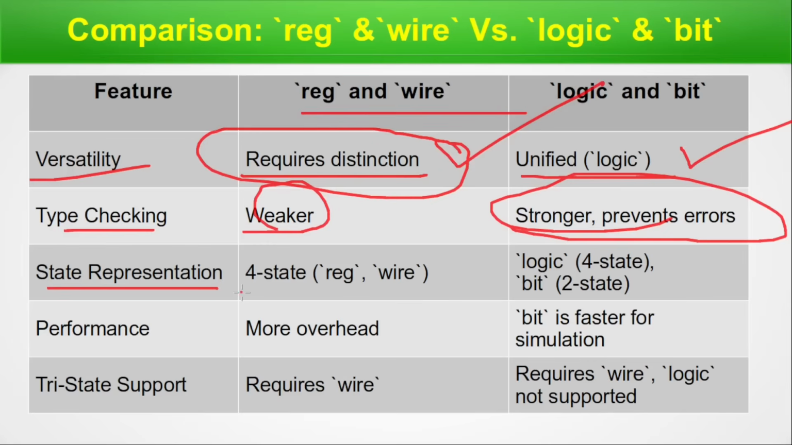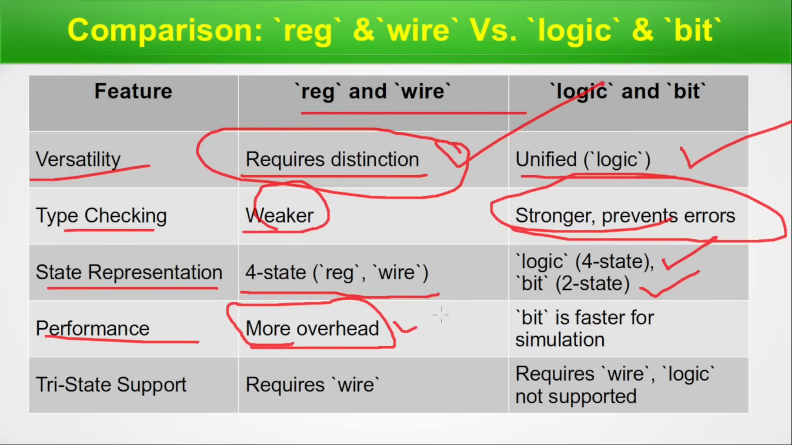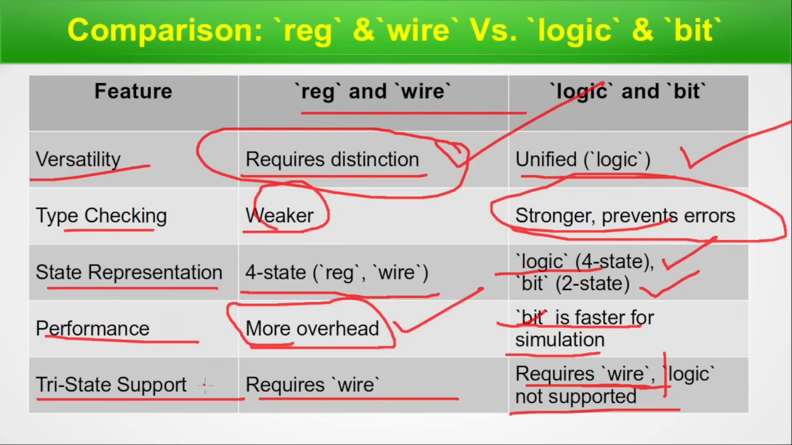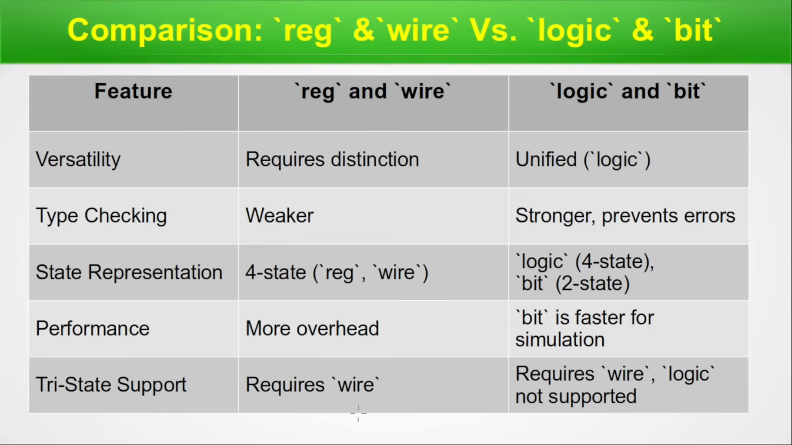State representation. We have 4 states, that means 1, 0, x and z. Here we have a proper partitioning, right? Logic has 4 states and bit has 2 states. Use as you need. Performance: more overhead, not only to the code but also to your brain. Bit is faster for simulation, and logic has less overhead for your brain, and for performance we are using bit. Tri-state support: this requires wire, and this requires wire, and logic is not supported. So for tri-state logic, we should stick to the old wire. Okay, so that was the comparison chart, and it is very simple.